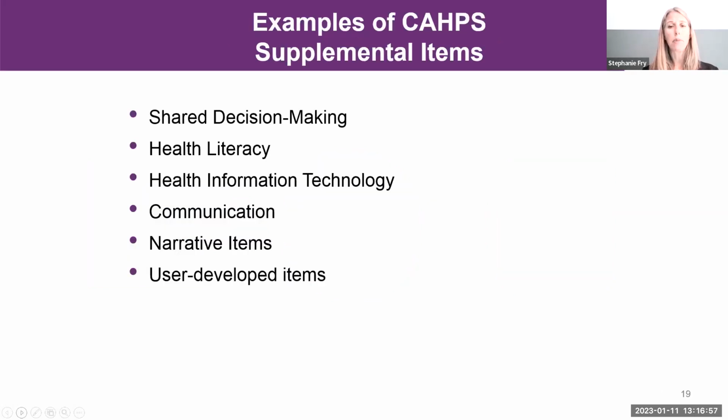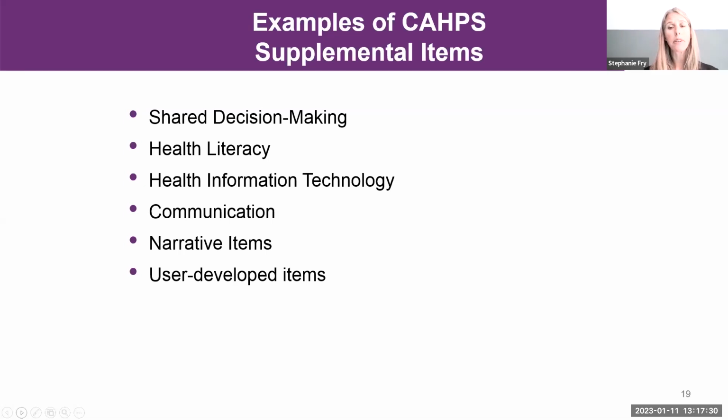Here are just a couple of examples of some CAHPS supplemental items. There are many CAHPS developed supplemental items that address common topics of interest. For example, shared decision-making, health literacy, use and effectiveness of health information technology, communication items designed for an in-depth look at performance. These are the kinds of things that might support quality improvement efforts.